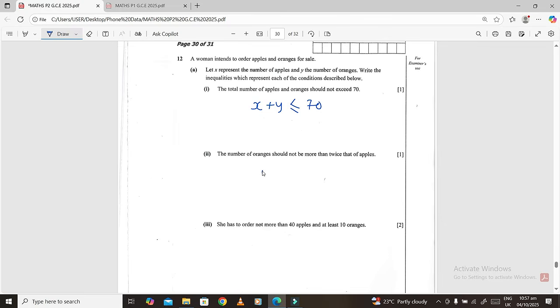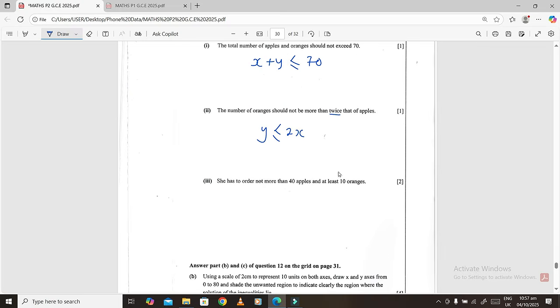Okay, so the next one, the number of oranges should not be more than twice of the apples. So oranges, we know that it's Y. It should be not more than, which is less or equal to 2x. Twice, that's 2 of apples. Apples is X, so twice is 2x.